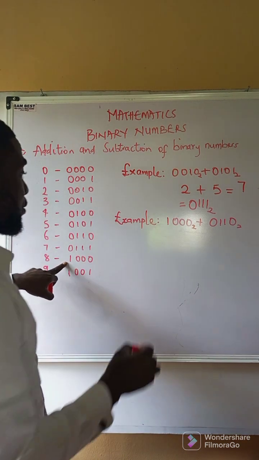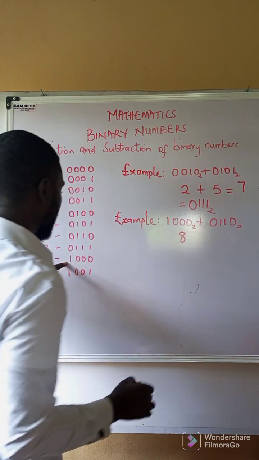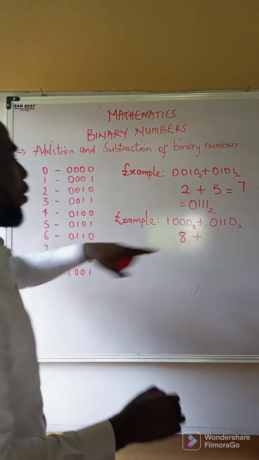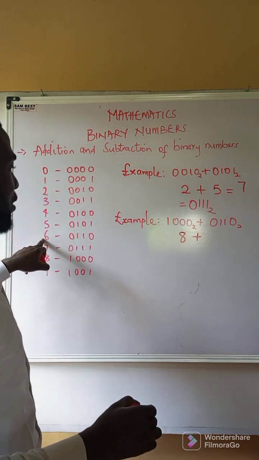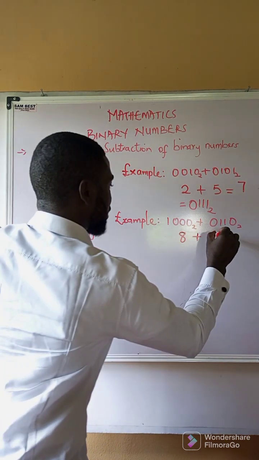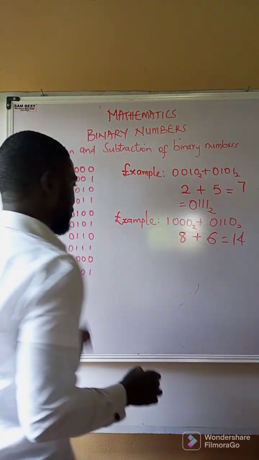That's 8. The digit equivalent of this binary is 8. For 0, 1, 1, 0, looking at it here, the equivalent is 6. Are we following? What you have here is what? 6. 8 plus 6, you have 14.